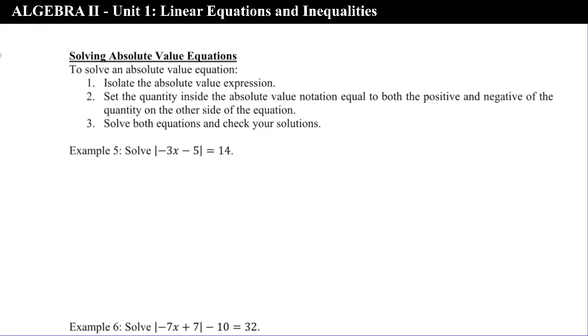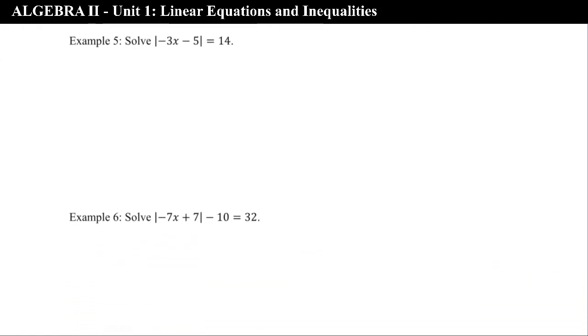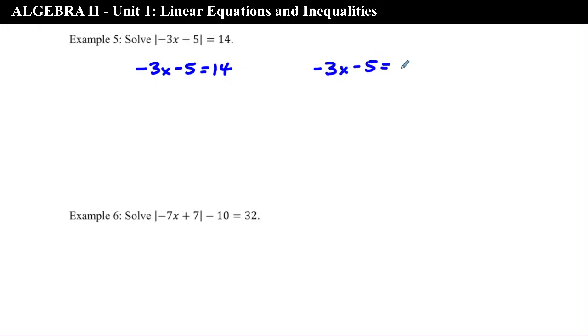So let's start by solving this first problem. Let's just do some examples. Well, the absolute value is already by itself, so that work's already done for us. So all we have to do now is split it up. You're going to have negative 3x minus 5 is equal to 14. And you're going to have negative 3x minus 5 is equal to negative 14. And then you're just going to solve both equations as you normally would.